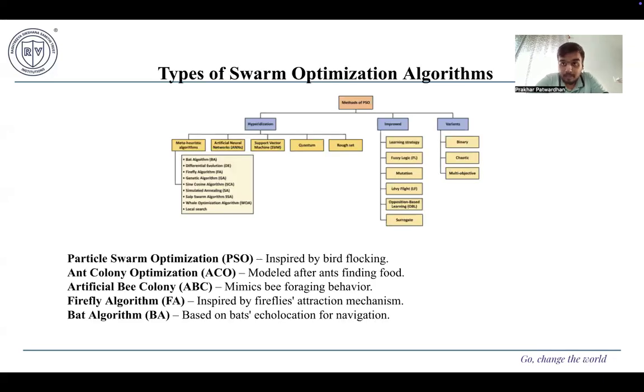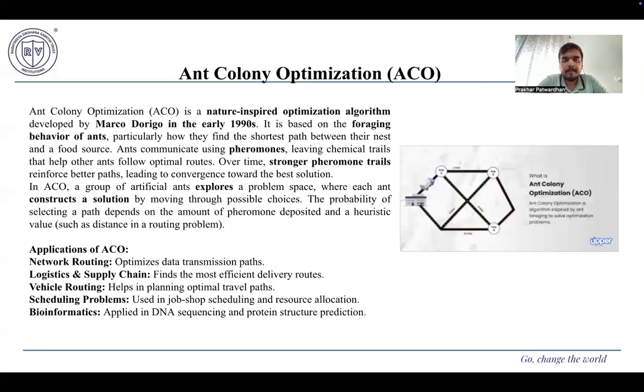So I'll now explain the types of swarm optimization algorithms. The first one is particle swarm optimization, which is PSO. It is inspired by bird flocking. Second one is ant colony optimization, which is ACO. It is modeled after ants finding food. Third one is artificial bee colony, ABC, which mimics bee foraging behavior. Fourth one is the firefly algorithm, inspired by fireflies' attraction mechanism. Fifth one is the bat algorithm, based on bats' echolocation for navigation.